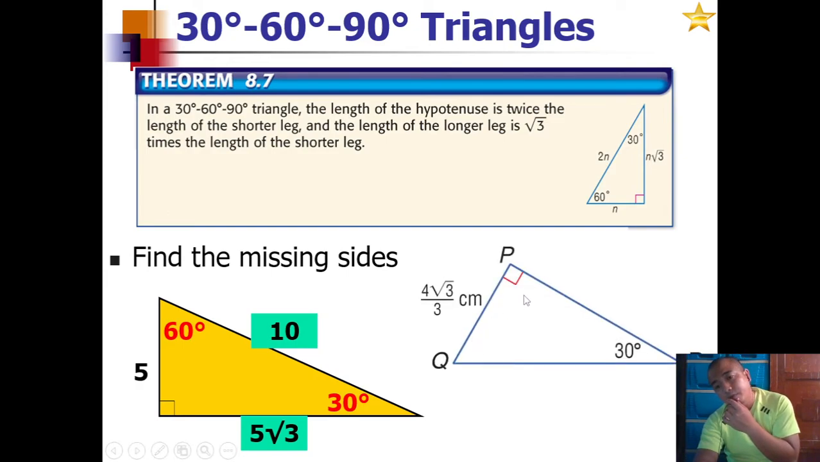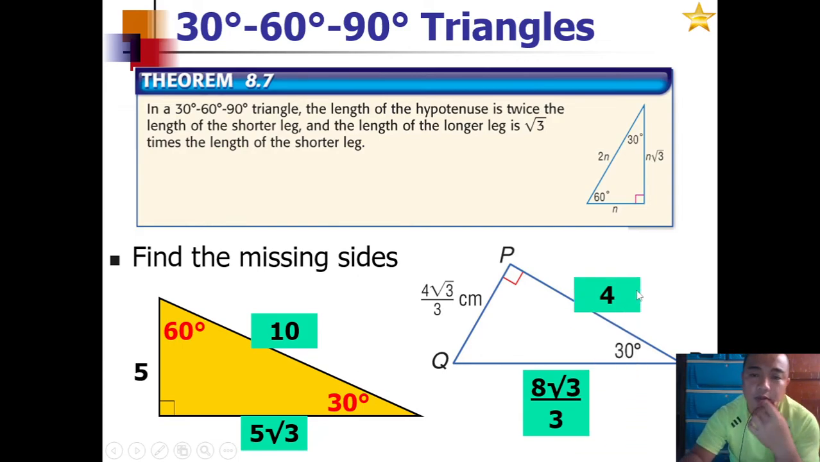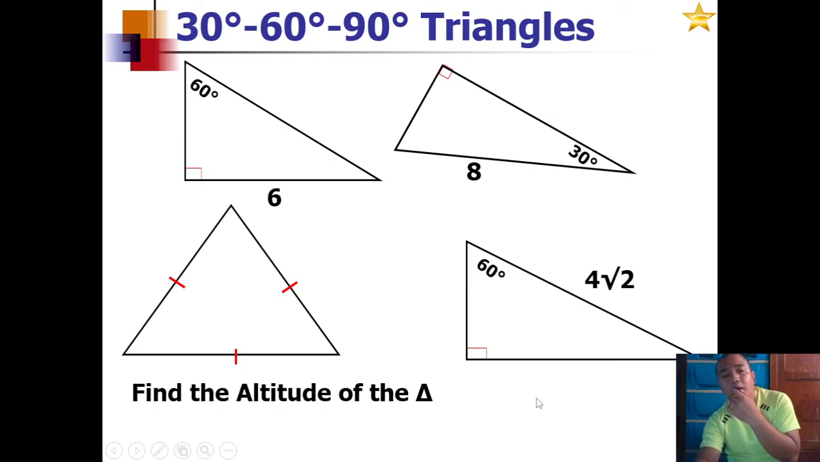Another, if the opposite of 30 degree angle, that means the shorter leg is 4 square root of 3 over 3. That means the length of the hypotenuse is 8 square root of 3 over 3. Yan. And here naman, the length of the longer leg is, just multiply this by square root of 3. That means 4 times 3 is 12 divided by 3, 4. Yeah, multiply the shorter leg by square root of 3 to get 4. Naman, multiply by 2 to get the length of the hypotenuse. Okay, another solve.